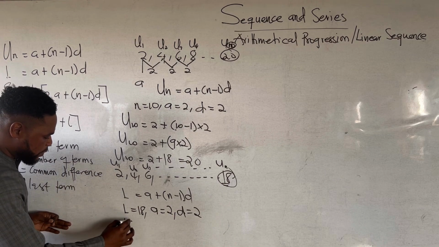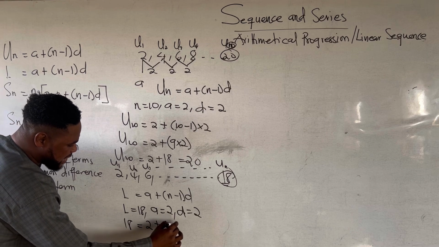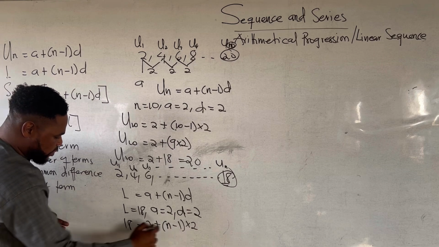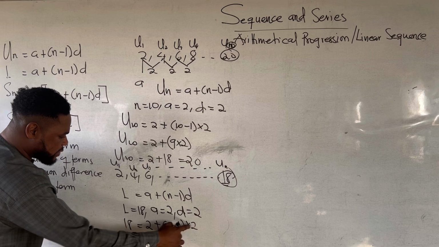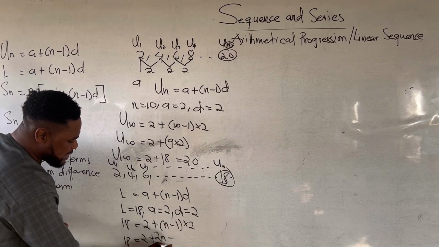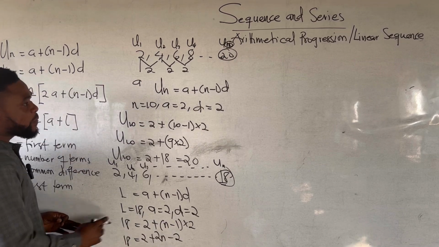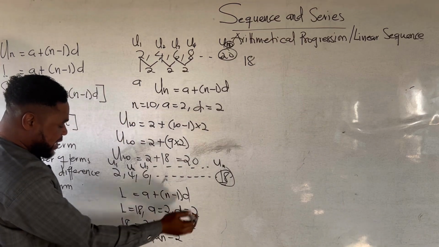So we have 18 equal to 2 plus (n minus 1) multiplying 2. So we are going to have 18 equal to 2 plus, this will multiply this, that is 2n. This will multiply this, that will be minus 2, as we can see. So we are going to have 18 here. 2 minus 2 is 0.